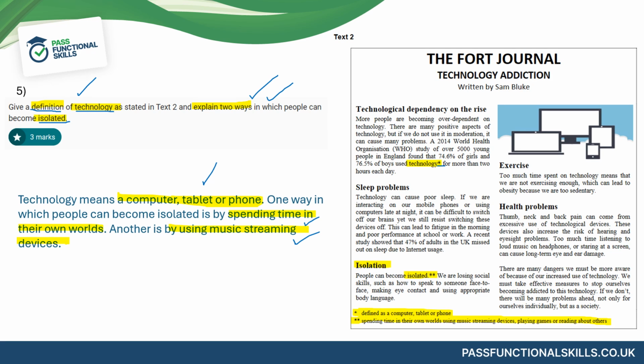With this question, a lot of students make the mistake of writing some things that we can see in the isolation paragraph. So something like losing social skills, such as how to speak to someone face to face, making eye contact, and using appropriate body language. Now, these are not relevant because these are not the ways in which people can become isolated. These are relating to the negative effects of isolation. So that's why it's really important to read that question carefully.